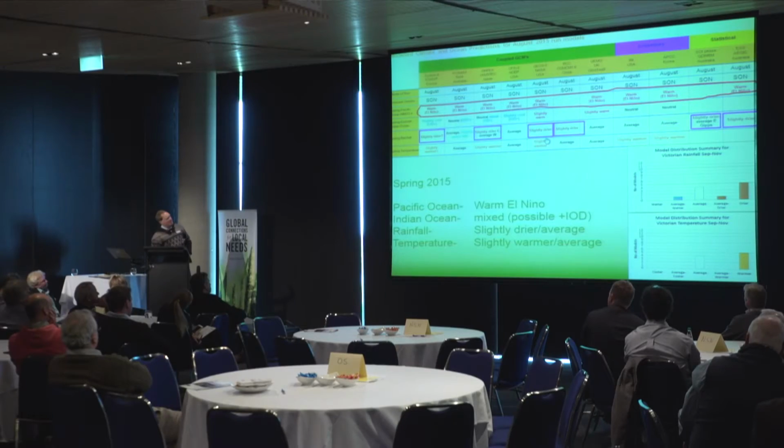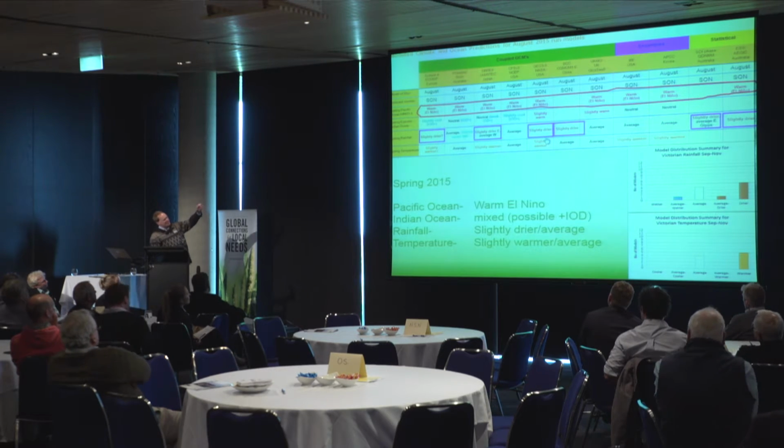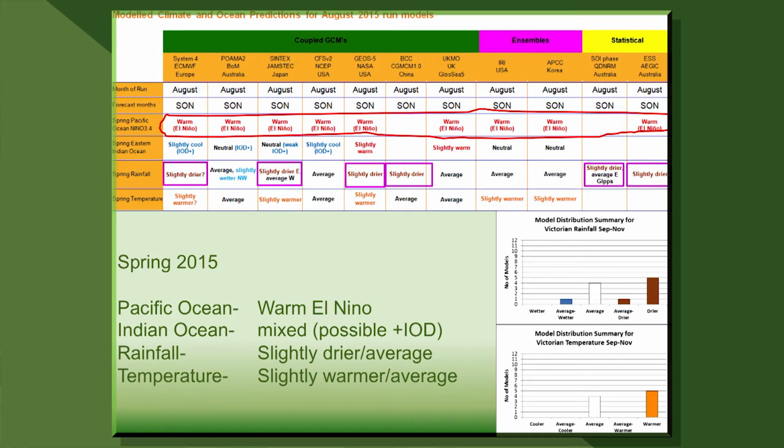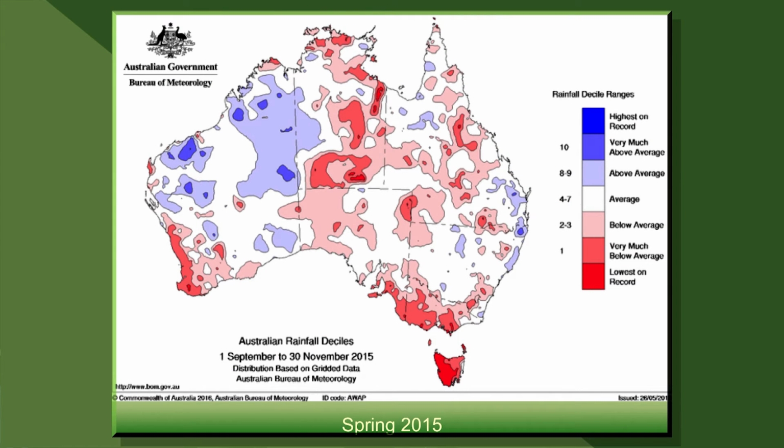Rightio. So here's a map of my Fastbreak analysis of lots of different models for spring 2015, done in August. You can see across the board there, every model's predicting an El Nino, so an incredible consensus of the models that they reckon that was going to happen. But in terms of rainfall, half the models had drier tendencies and the rest of them were sitting on average. And then as we know, what turned out was it was particularly dry over the southern parts.